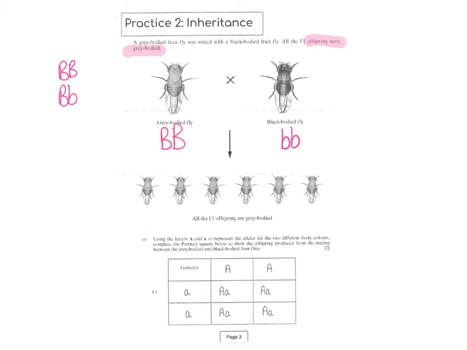So it says, using the letters to represent the alleles for the two different body colours, complete the Punnett square below to show the offspring produced from the mating between the grey-bodied and the black-bodied. So here's my grey-bodied and then my black-bodied. And we end up with all of the children with one dominant allele, which you can see, which means they are all grey. However, they are all then carriers. So they're heterozygous and they are all carriers for the black body colour gene.